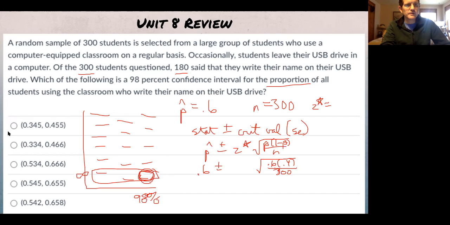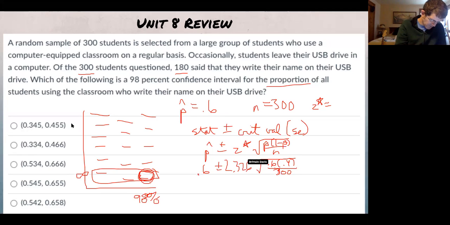If I can find where I put that. All right, so when I look at the bottom row for 98%, it's 2.326. I will not finish doing the calculation from here, but you can find out what the correct interval is for that. Okay, good times.